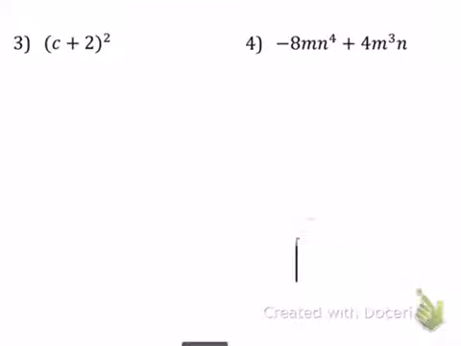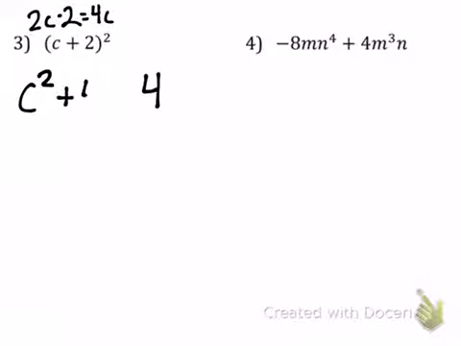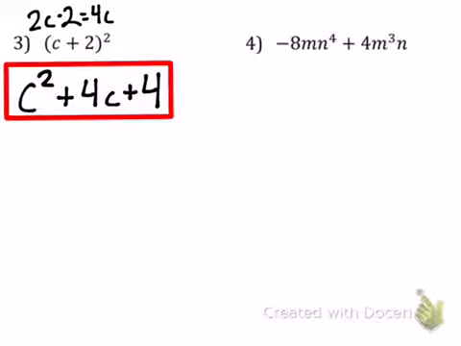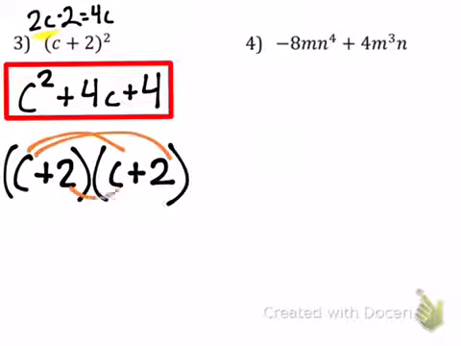In question 3, same idea. You just square c, you square 2, and you get 4, and then you multiply c times 2, and you double it, and you get 4c. And you can also check that by FOILing, get the same answer.